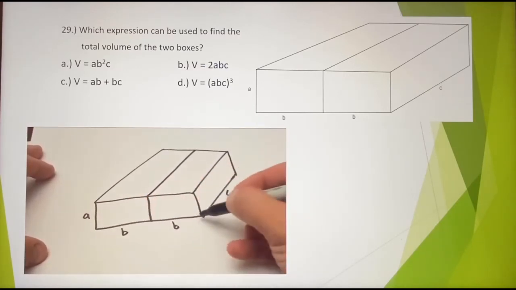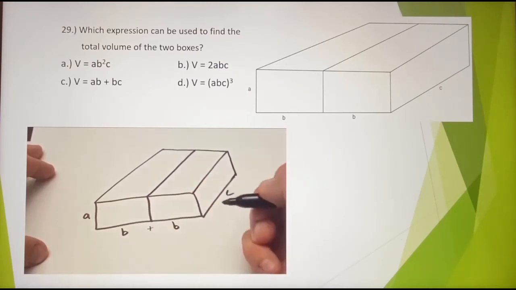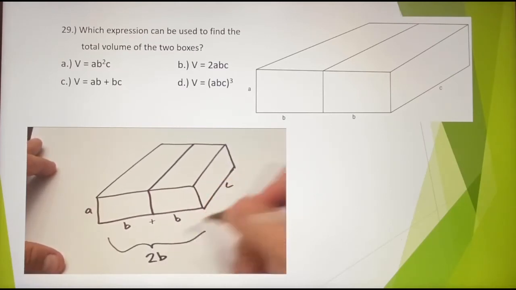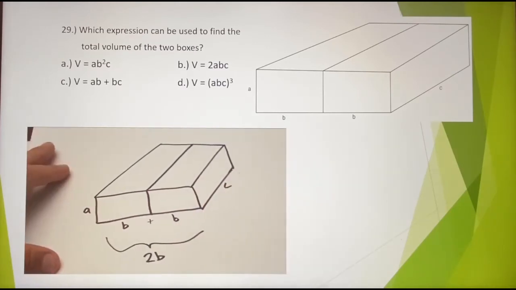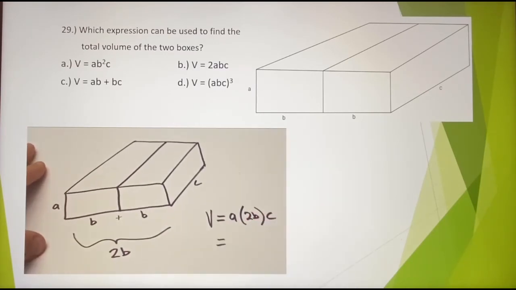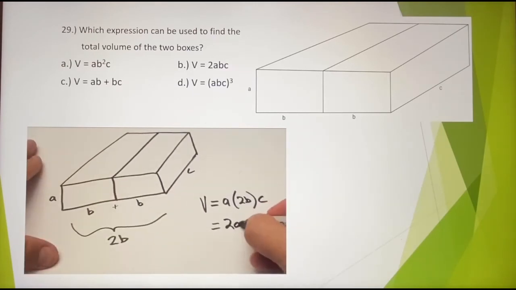So this total length here is going to be b plus b, all right? So from one side to the other, we have 2b. And so I know that the volume is going to equal a times 2b times c. And if we clean that up, we usually put our numerals out front. This is just going to be 2a, b, c.